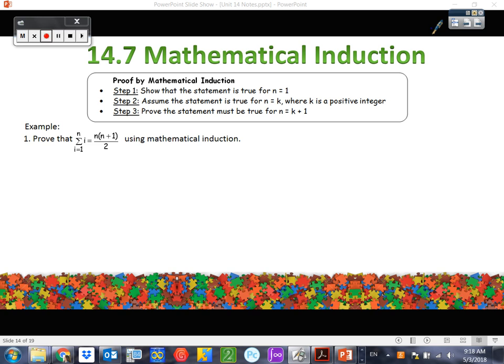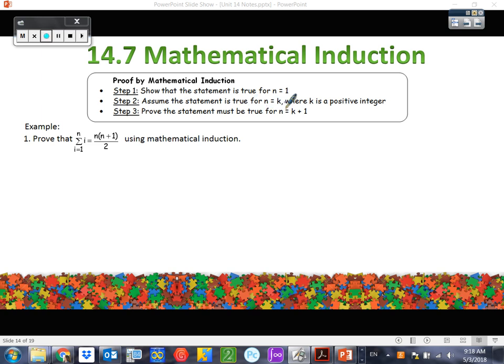So the first step, what we're doing in this type of proof, we show that whatever statement we're trying to prove is true for one item, for n equals 1. We prove that it's true for that. Then in step 2, we take it to a more general term. So now we're going to assume the statement is true for n equals k.